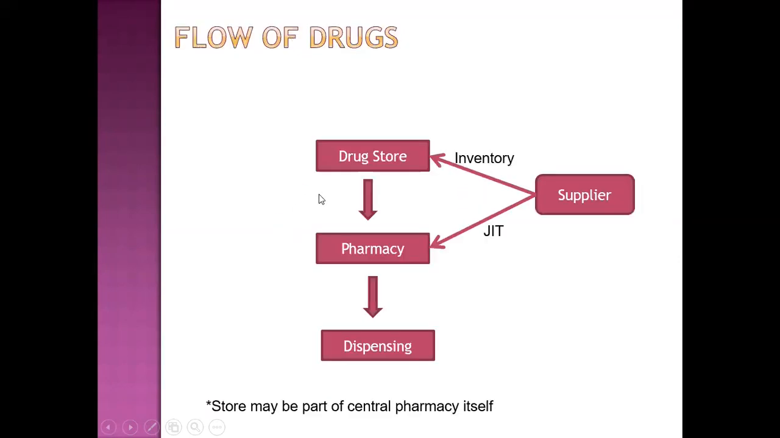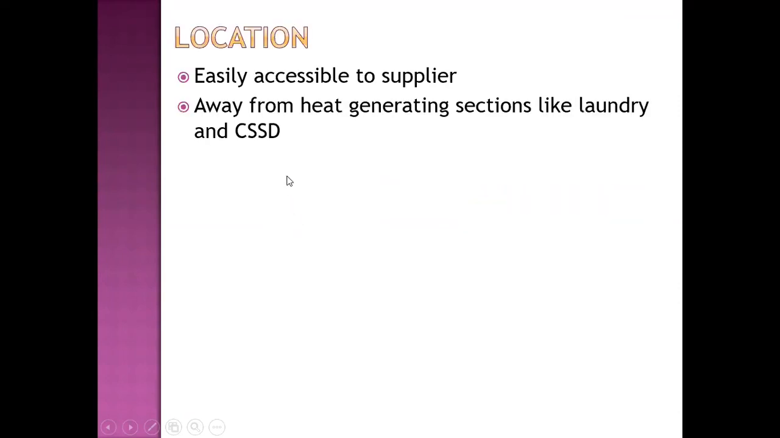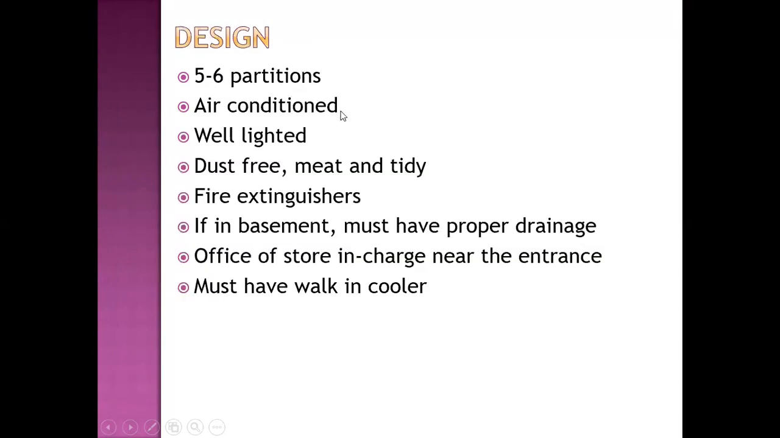So let us see about drugstore and let us see about pharmacy. So drugstore. Location of drugstore, it should be easily accessible to supplier. It should be away from heat generating sections of the hospital like laundry and CSSD. It should have 5 to 6 partitions. It should be air conditioned, well lit, dust free, neat.